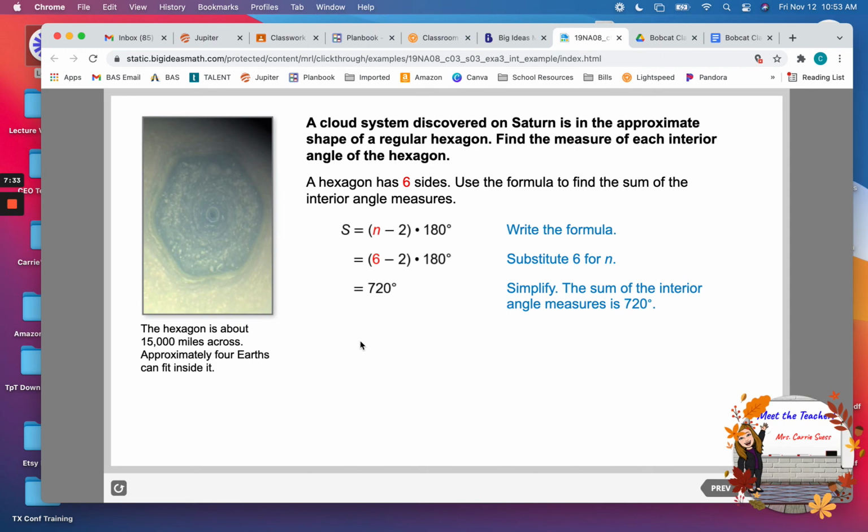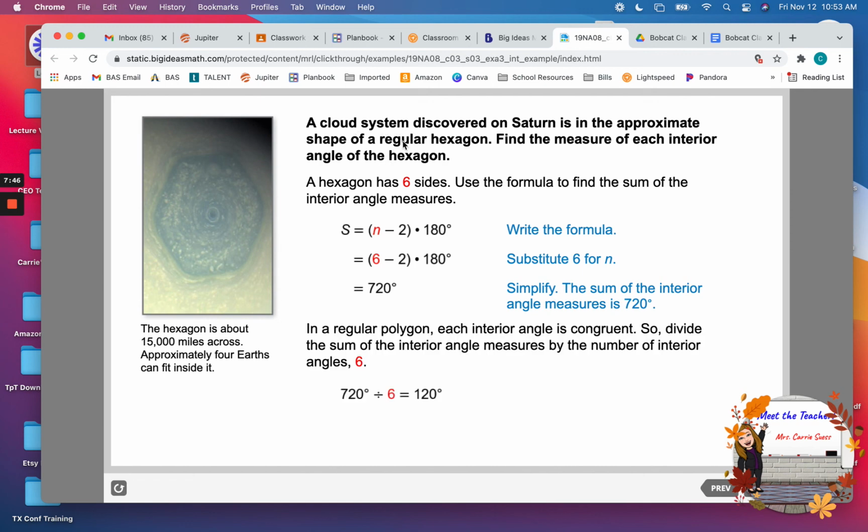Kerwin. Why are we going to divide by 6? You're right, but why? Because this is what kind of hexagon? Regular, so all the angles are going to be the same. So if I just take the total of angles and divide it by the number of angles, I'll have what each one equals, right? Very good. You were right. I wanted to push you to see if you knew why.